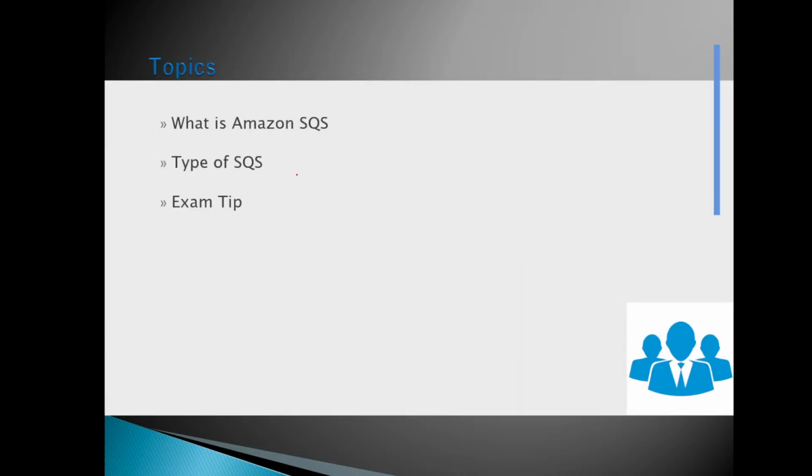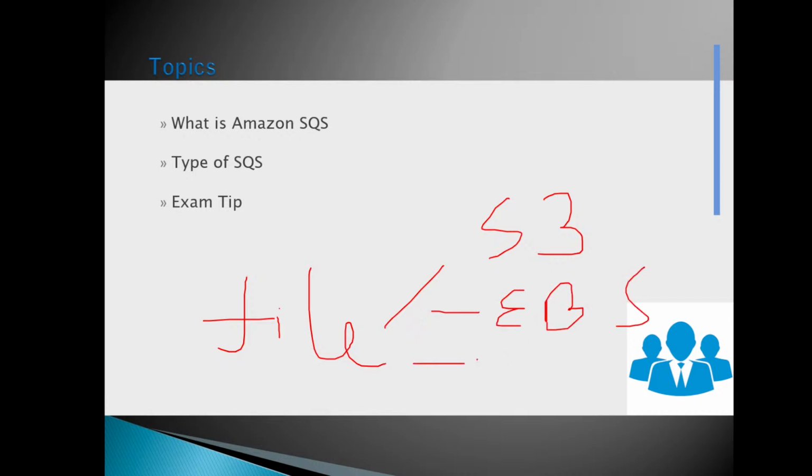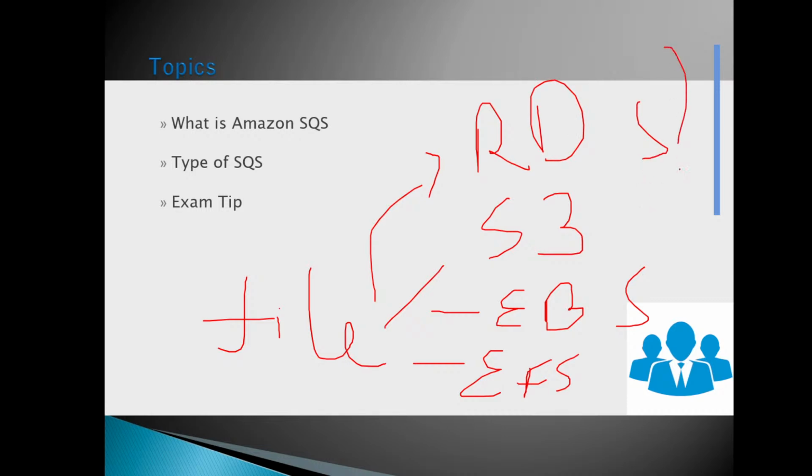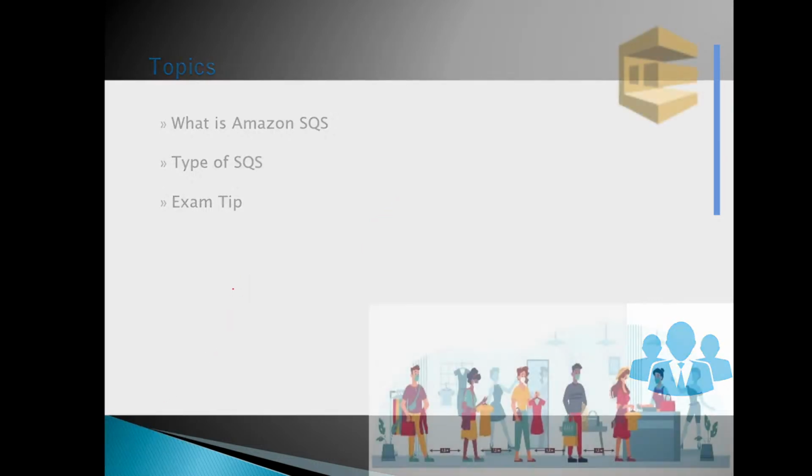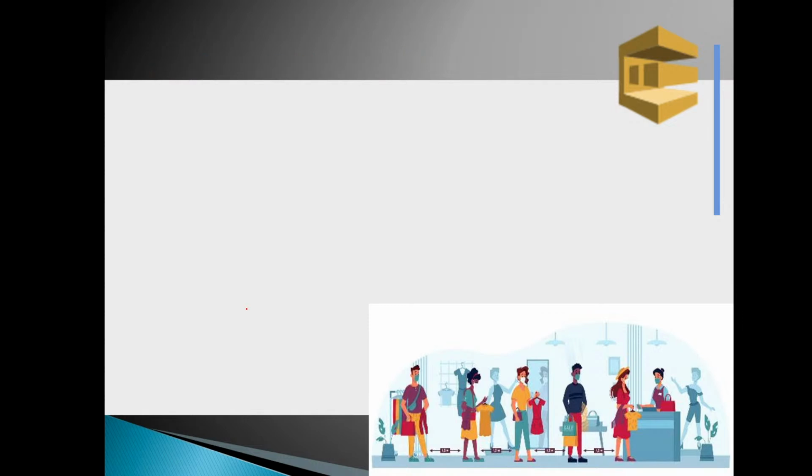So we have talked about data. Data means files. Where are we storing files? We are storing files in S3, in EBS volumes, in EFS and other storage, as well as in RDS. We are storing data in databases. So we have so many storage services available. But if I want to store messages, meaning the WhatsApp message, the email message, or the text message which you are receiving on your mobile, where can I store that message?